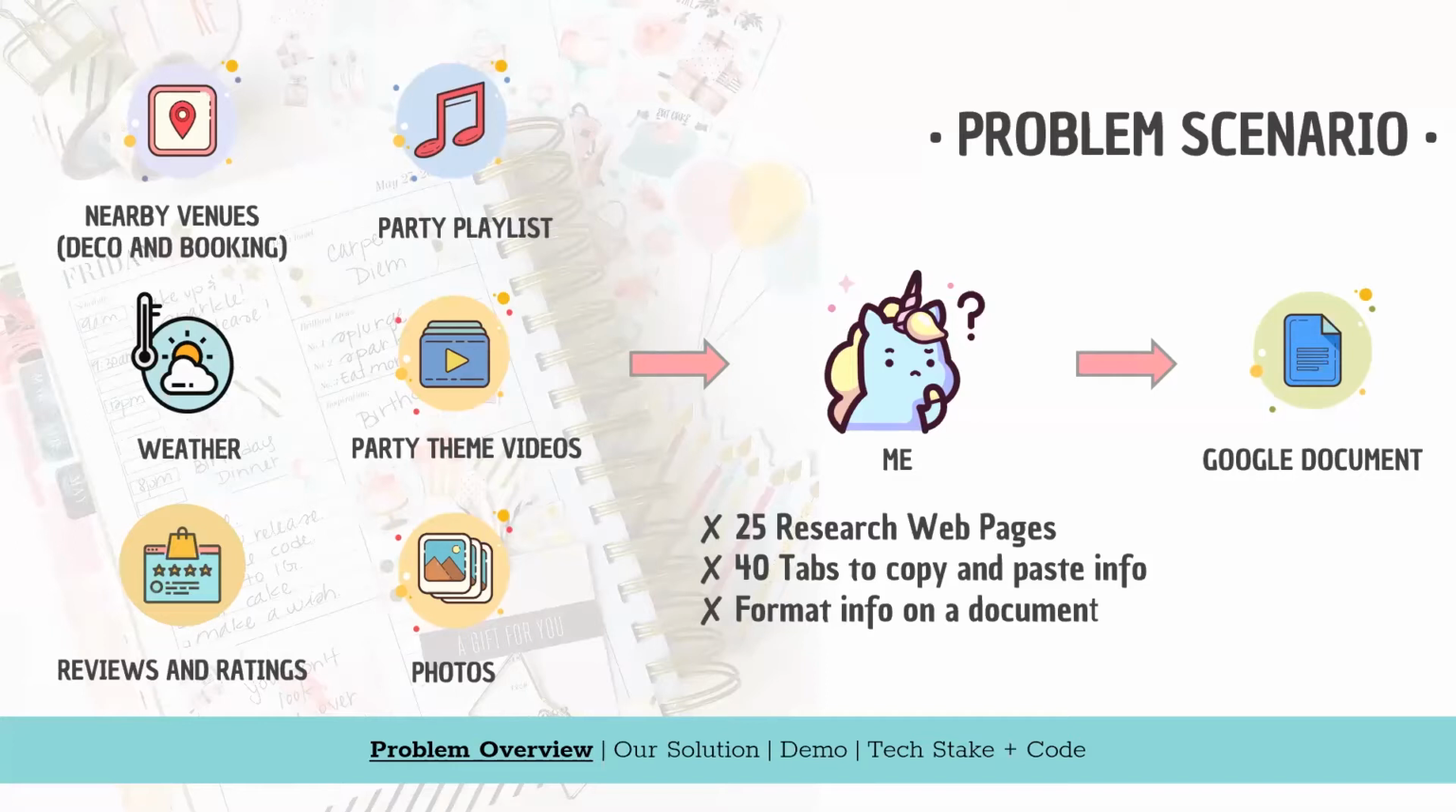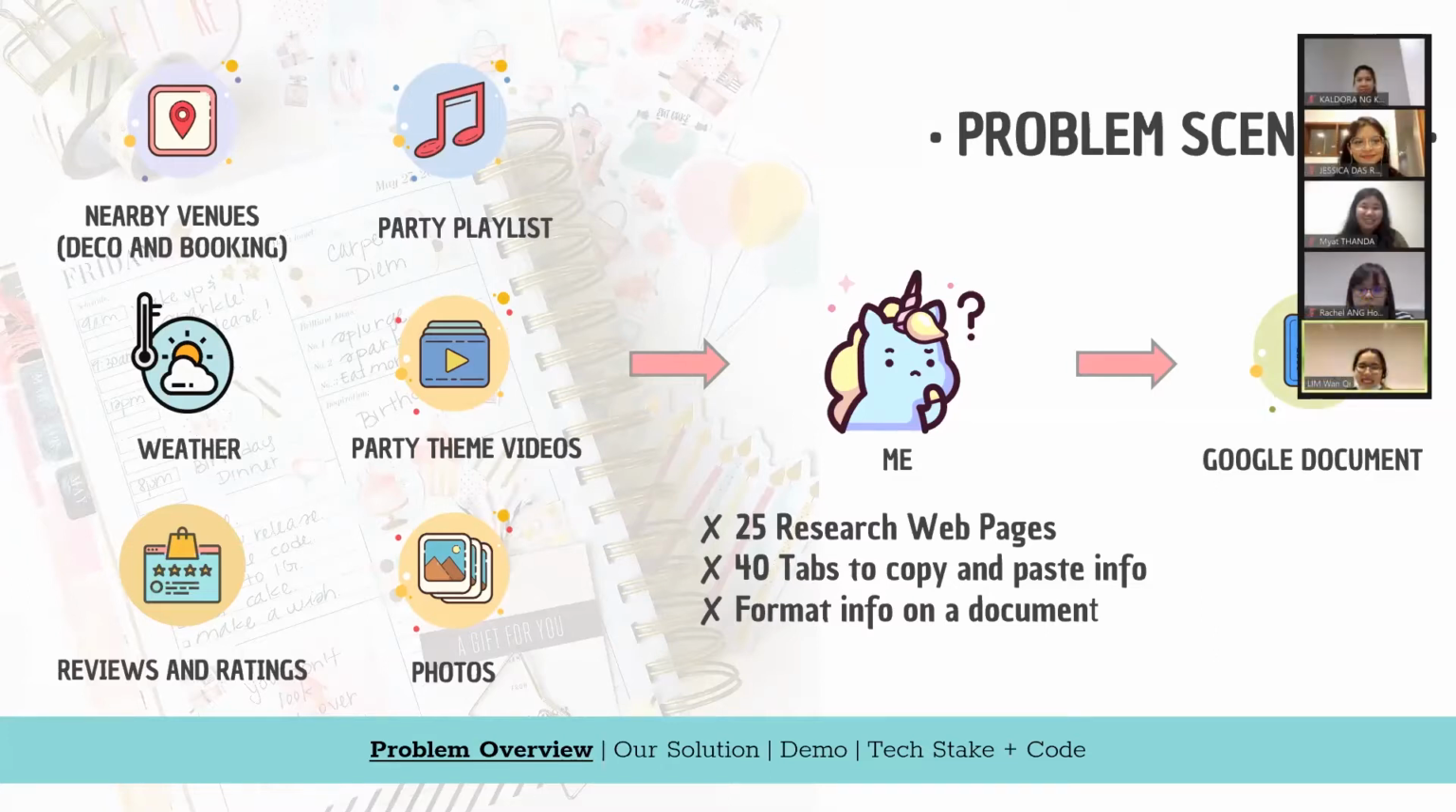After 2 hours of researching, you came across 35 web pages with 40 different tabs. Then to see an overview of your event, you have to copy and paste it into a Google document, which takes a lot of time, effort, and coordination. Now I'll pass the time to Jessica for our solution to this problem.